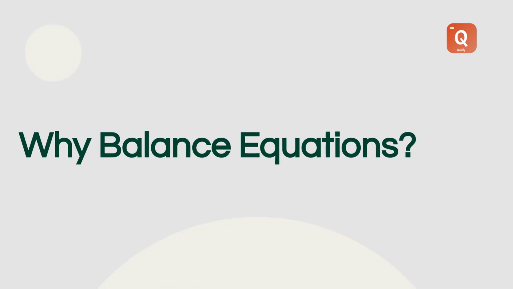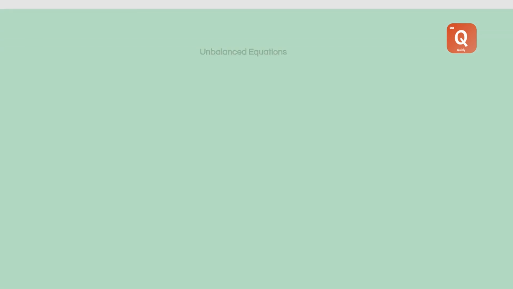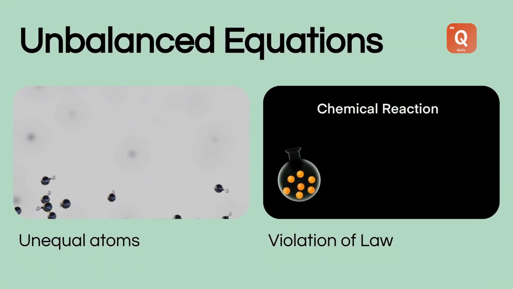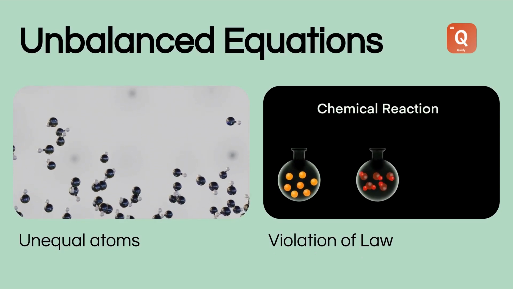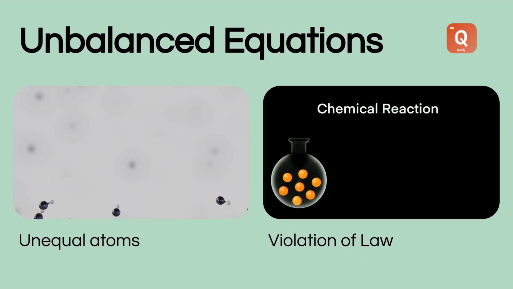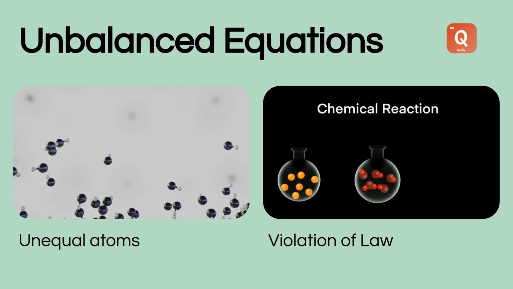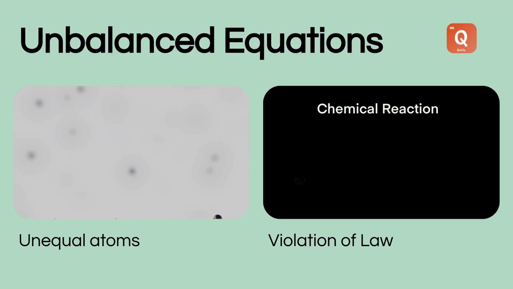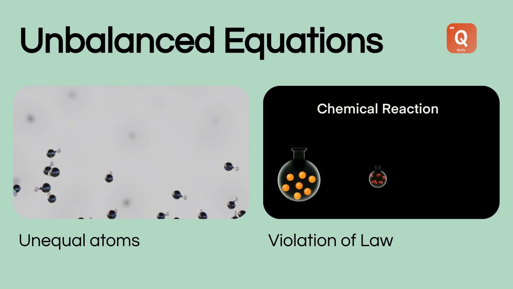Now that we know how to write them, why do we need to balance them? It's all about a fundamental law of nature. Look closely at our water equation. H plus O yields hydrogen oxide. Do you notice something? There are 2 oxygen atoms on the reactant side, but only 1 on the product side. This breaks a very important rule in chemistry.